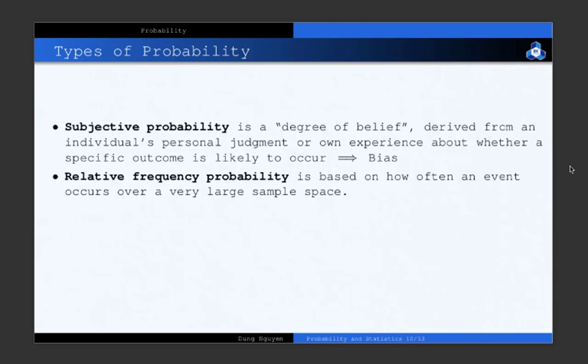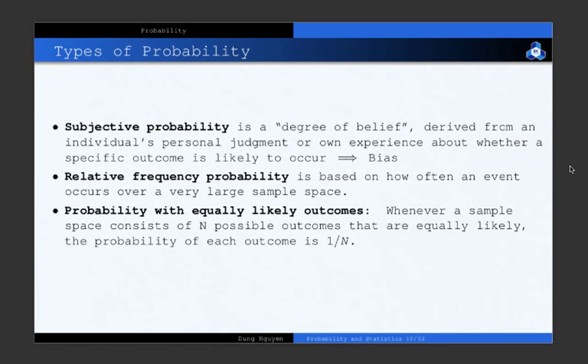Relative frequency probability is based on how often an event occurs over a very large sample space. For example, if you want to get the probability that you will get a head when you flip a coin, then you flip the coin like 1,000 times, and suppose that you get about 499 heads, then the probability that you get a head will be 499 over 1,000.